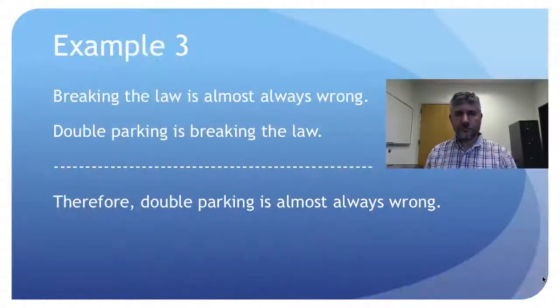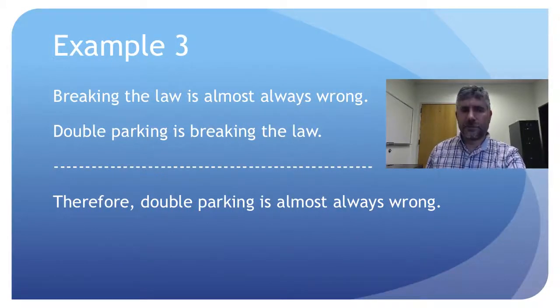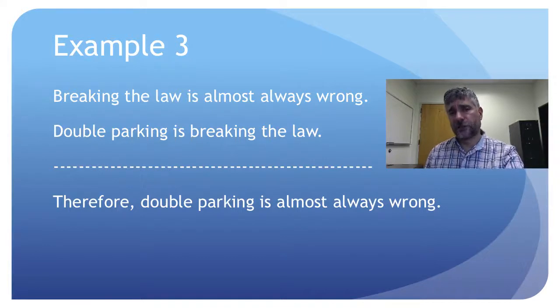Okay, so there's another example of an argument that we can refute by means of counterexample. We can use a counterexample to show that premise 1 of that argument is false, and so the argument is unsuccessful. Finally, let's consider this third case. Premise 1, breaking the law is almost always wrong. Premise 2, double parking is breaking the law. So conclusion, double parking is almost always wrong.